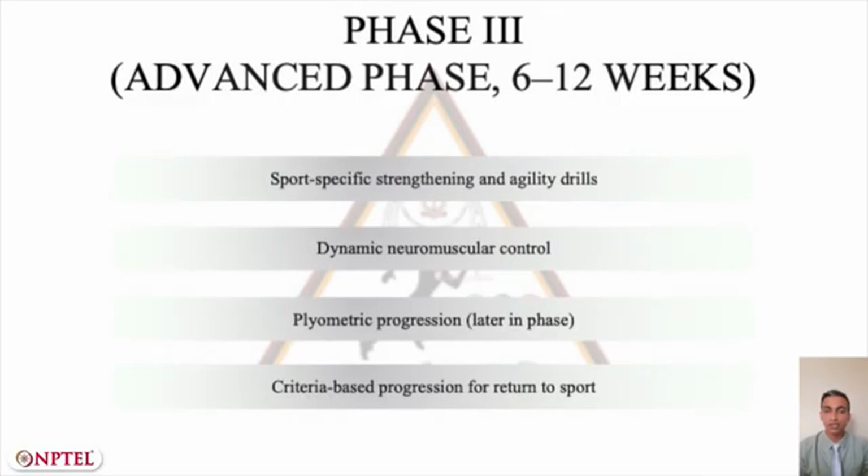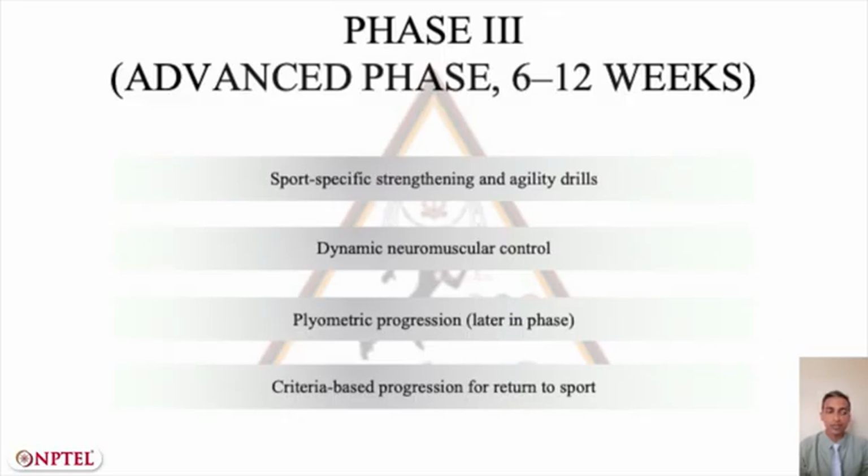Phase 3 is started when sport specific and dynamic drills are introduced. Strength and endurance are emphasized upon. Neuromuscular control is trained with agility drills. Low level plyometrics are added towards the later stage, depending on patient tolerance.